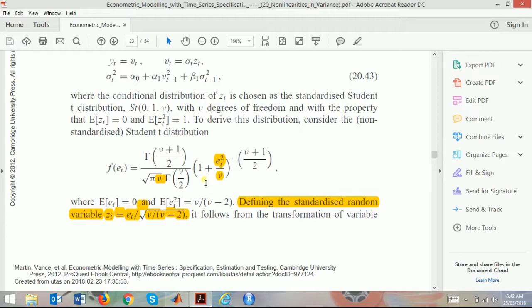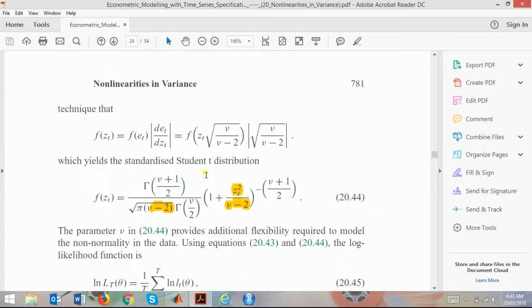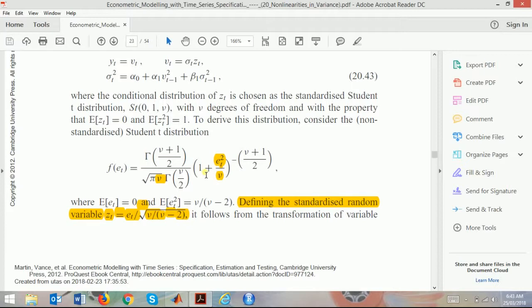So the first element is gamma of tau plus 1 divided by 2, divided by root over pi tau times gamma of tau by 2. So gamma is there in numerator and denominator both, and that is multiplied with 1 plus e squared by tau, where e will be replaced with z, to the power of minus tau plus 1 divided by 2, which is the degrees of freedom portion. Now e itself has mean 0 and variance tau divided by tau minus 2.